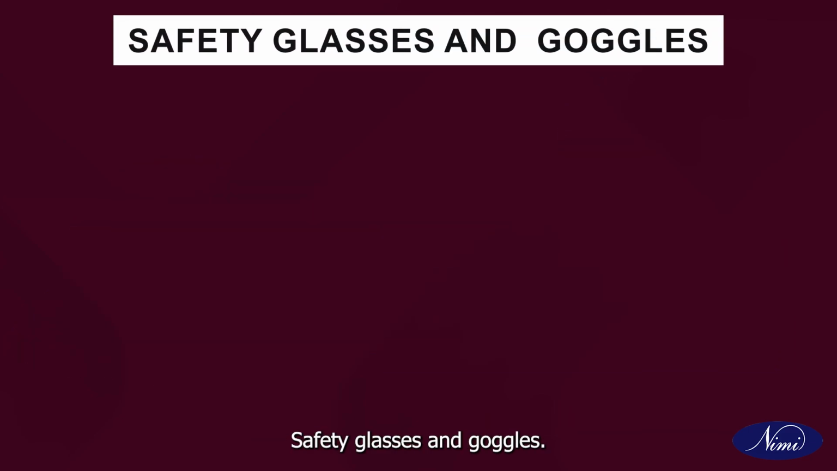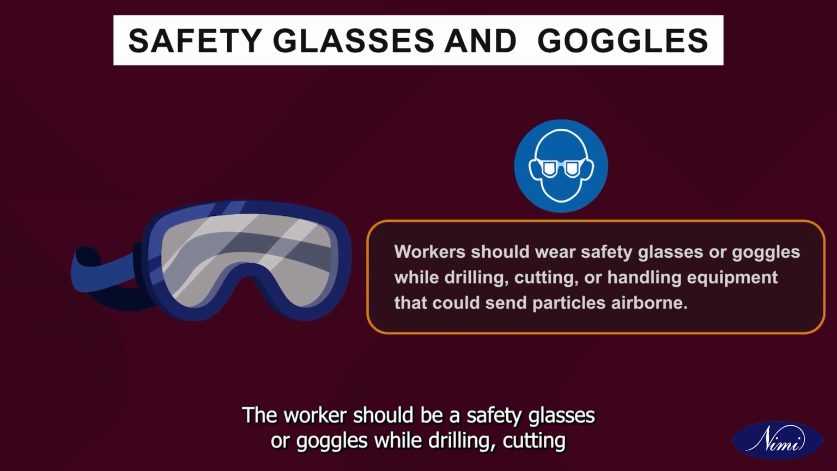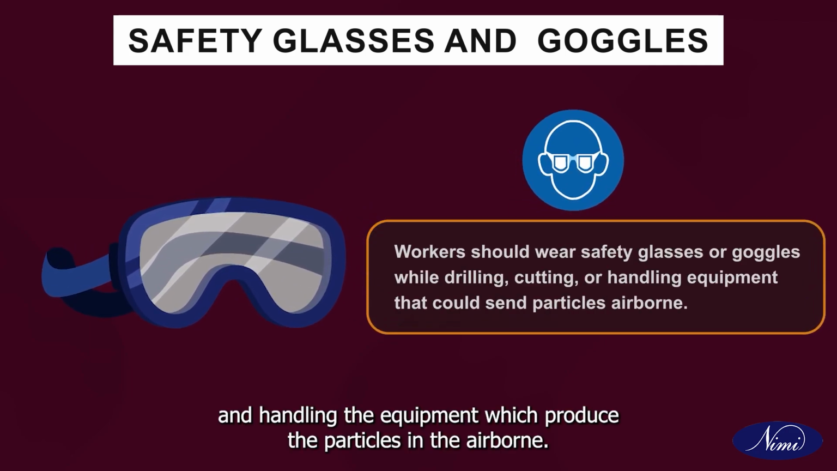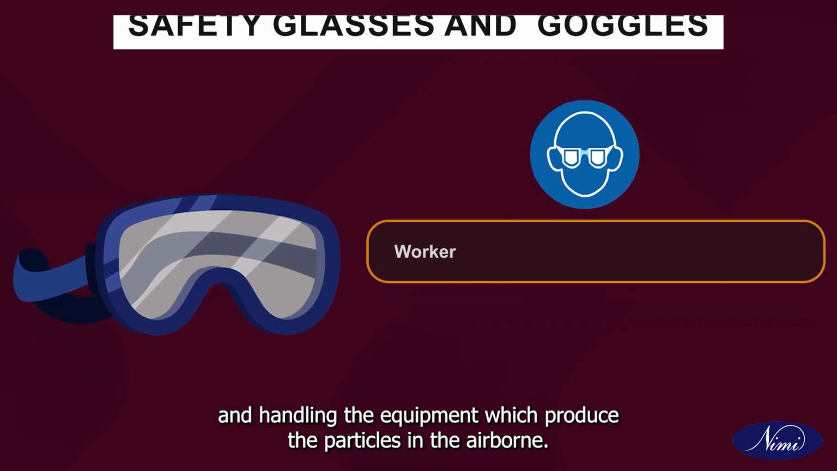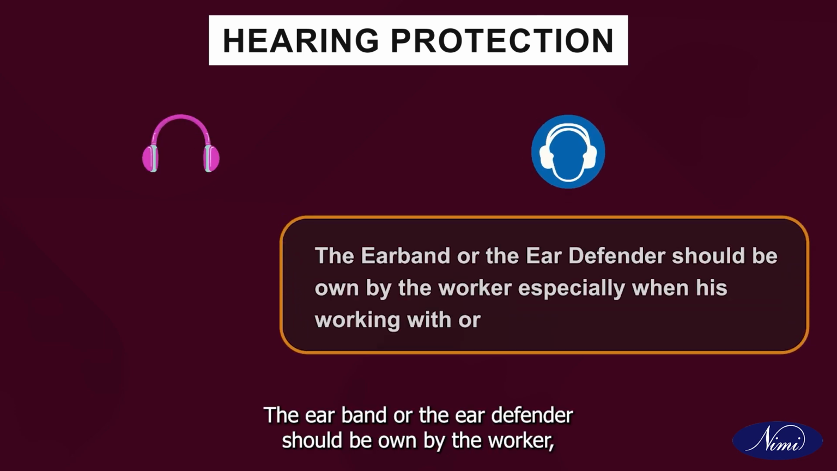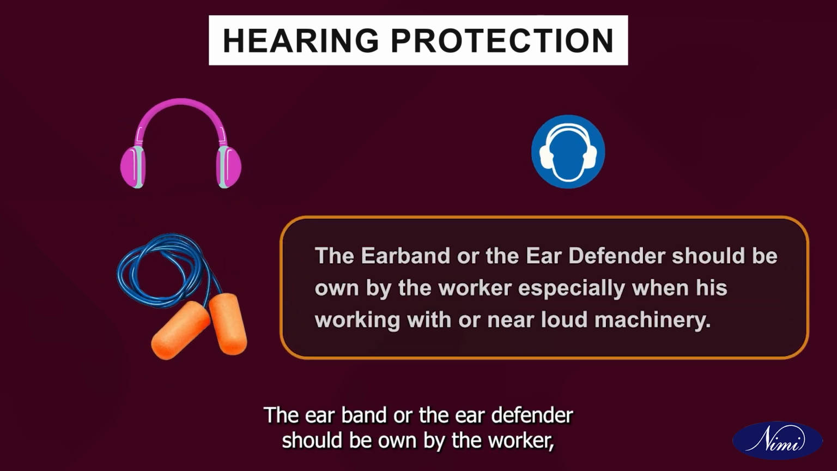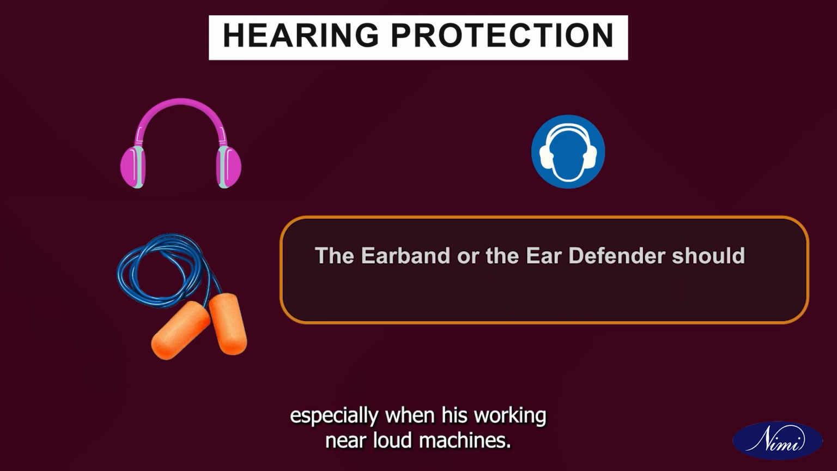Safety glasses and goggles. The worker should wear safety glasses or goggles while drilling, cutting, and handling the equipment which produce particles in the air. Next is hearing protection. The earband or the ear defender should be worn by the worker, especially when he is working near loud machines.